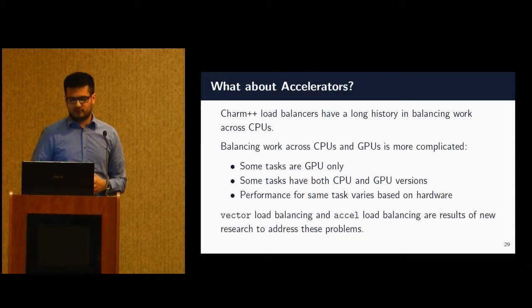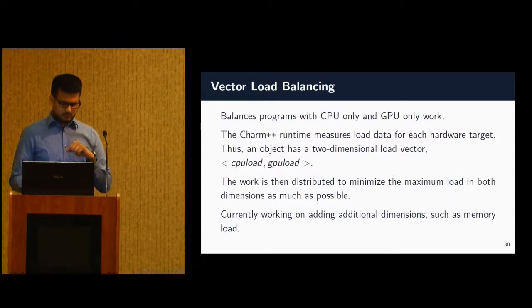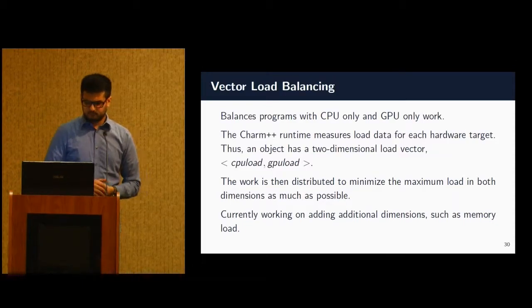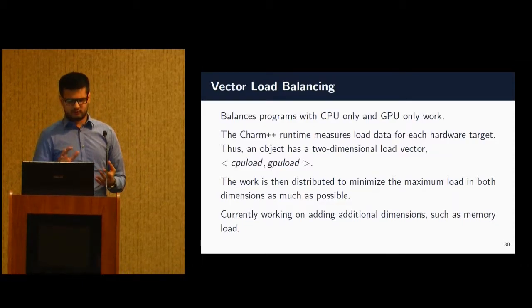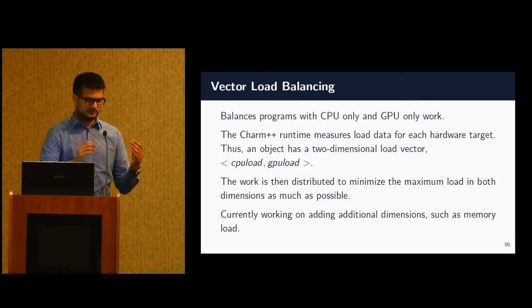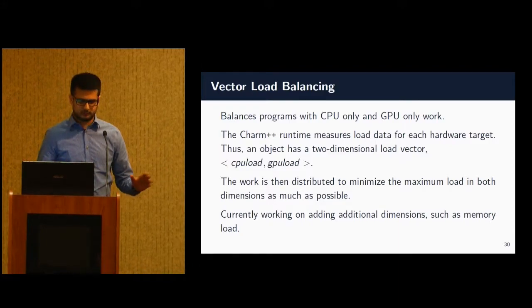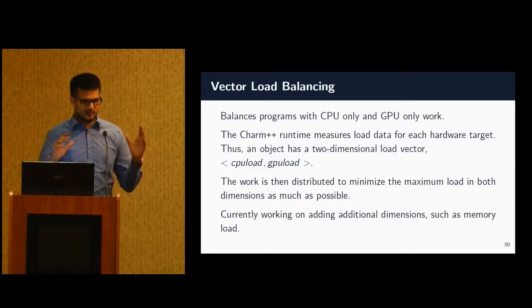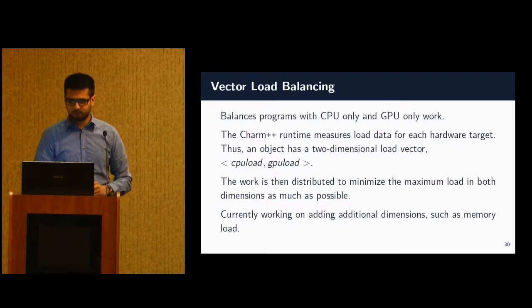So in support of these, we have a couple new load balancing schemes in Charm that address these problems. So I'll talk about them very briefly. The first one is called vector load balancing. This is for programs that have CPU-only tasks and GPU-only tasks, so not work that's fungible. What we do here is the Charm runtime measures load data for each target. So we measure every CPU task, we measure every GPU task, and for every object, we create this two-dimensional load vector rather than just having a single load value that we had before. So you have a CPU load part and a GPU load part.